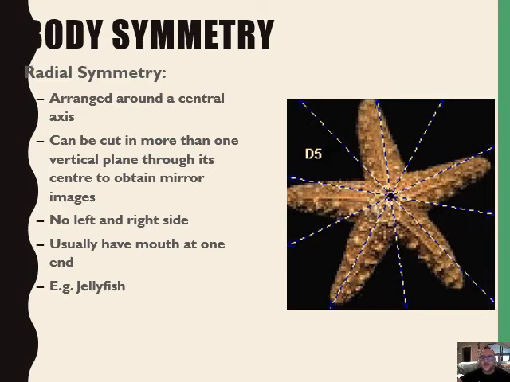Then we have radial symmetry, super cool, arranged around a central axis. Okay, the central axis is in the center of that starfish. Can be cut in more than one vertical plane through its center to obtain mirror image. So remember, going up to the ceiling from the floor is vertical, going from wall to wall from left to right is your horizontal. So there's no left and right side. There are multiple bits and pieces to it. They usually have a mouth at one end, example jellyfish, and in this instance starfish.